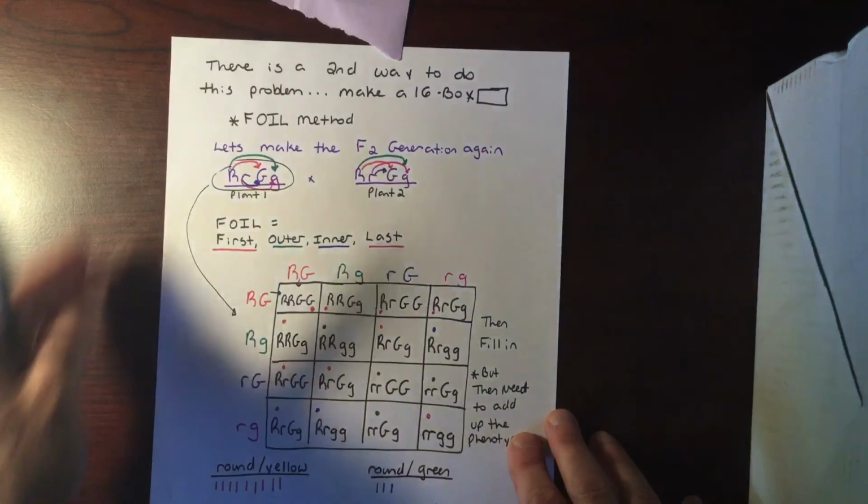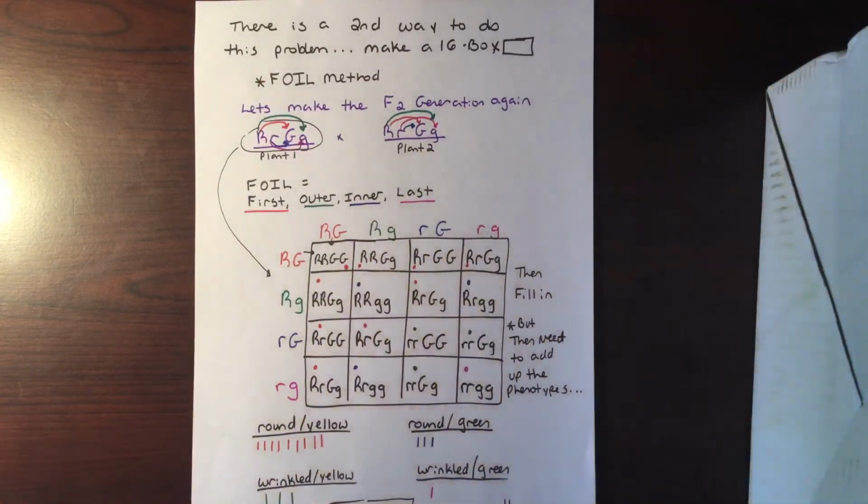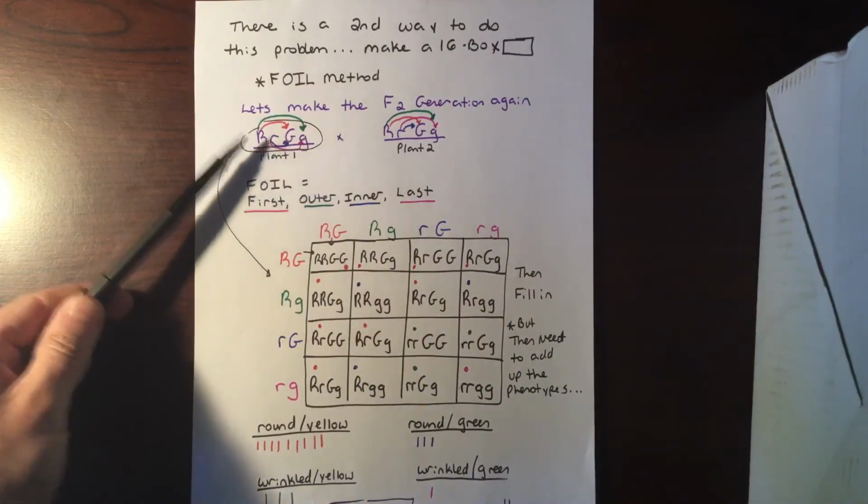There is a second way to do this. And usually if you look online, this is kind of the way that they always show you. I am not a huge fan of this way because I kind of get lost writing letters in boxes and I don't like the giant Punnett squares. And it gets a little hard to count for me at the end. You are more than welcome to do this. This also is another little math method. So this is a FOIL method.